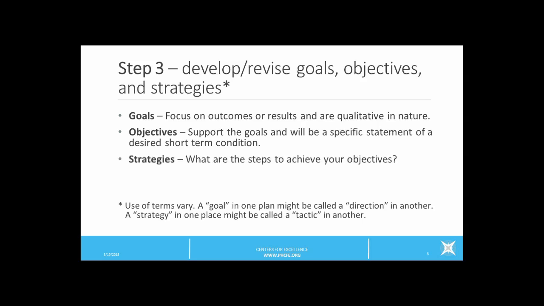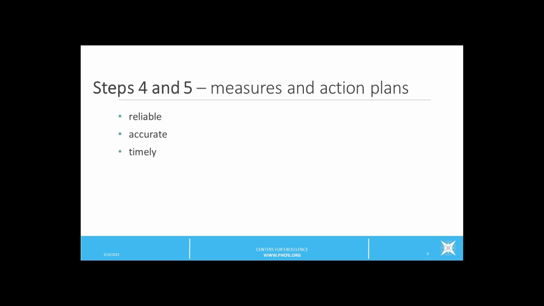Strategies are steps you will take to achieve your objectives. Step 4 is developing good measures. Reliability, accuracy, and timeliness are the key characteristics of good performance measures. Reliable means consistent from one reporting cycle to another. Accurate means the data is correct. And timely means it is available when needed and can be reported in a time frame that makes it usable.